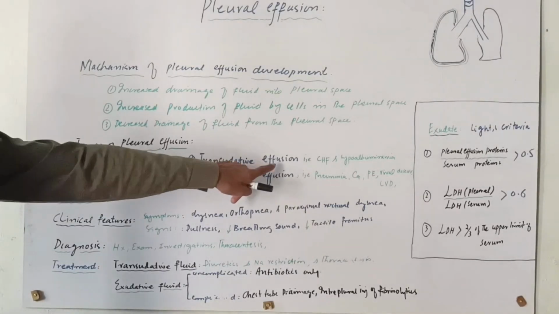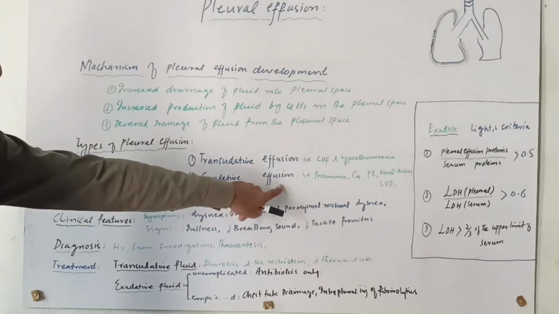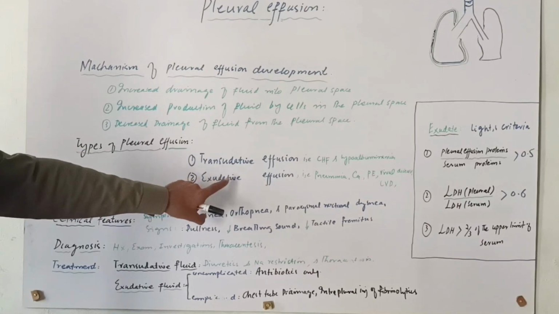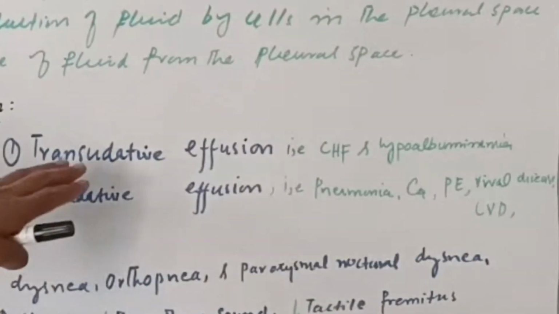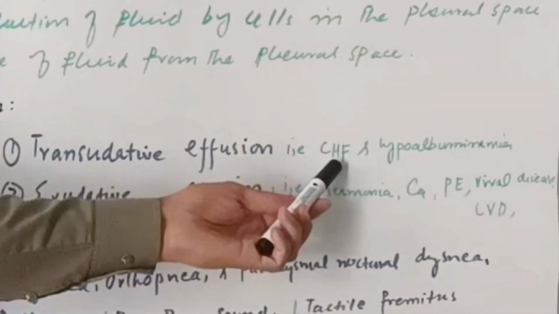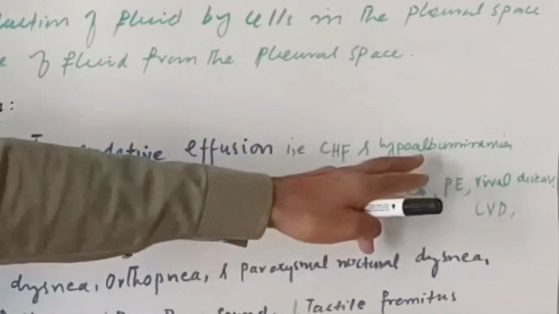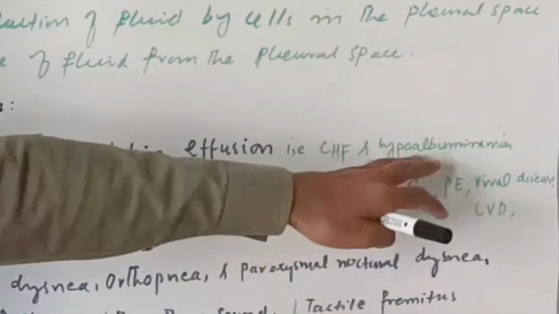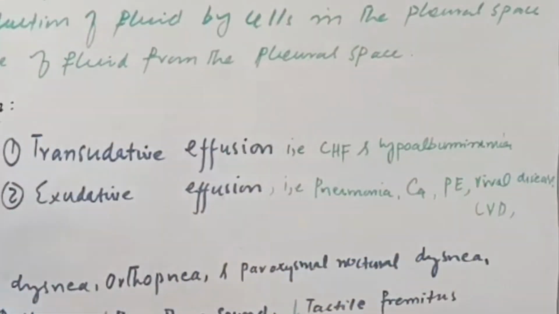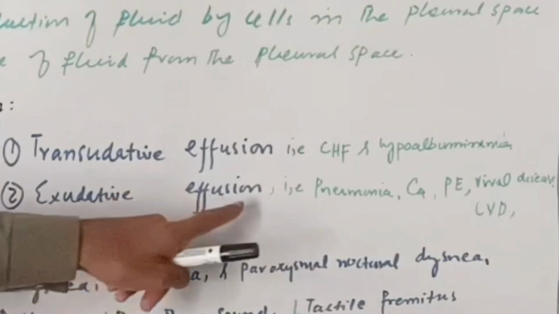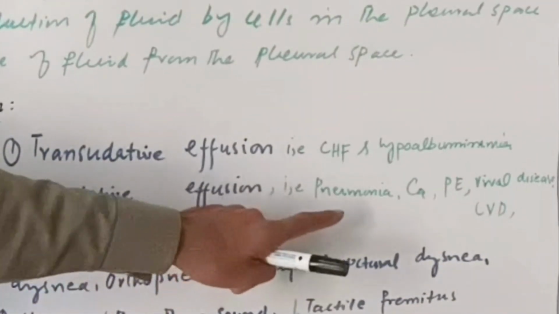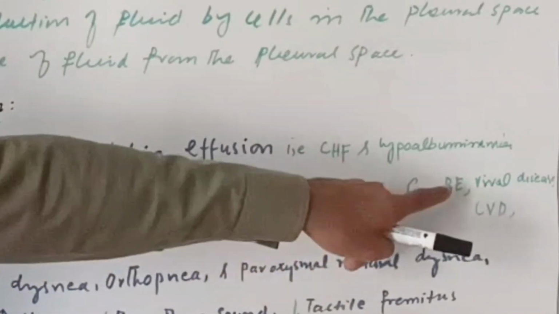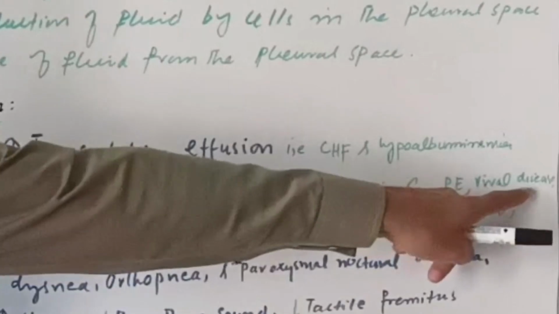There are two types of pleural effusion. One is the transudative effusion and the other is the exudative effusion. I have already differentiated between these two types of effusion. The transudative effusion develops in congestive heart failure and hypoalbuminemia. The hypoalbuminemia may develop in nephrotic syndrome. It may also develop in liver failure. And the second type of pleural effusion is the exudative effusion. The exudative effusion mostly develops in pneumonia, carcinoma, malignancy, pulmonary embolism, and viral disease.